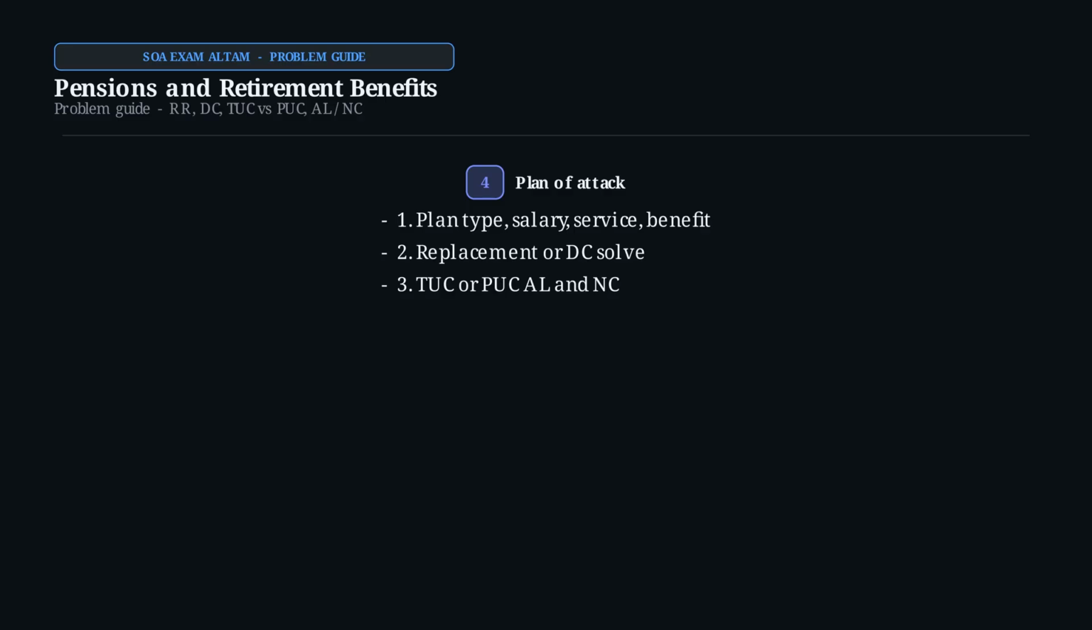Plan of attack. Name DC, final average, or career average. Project salary. Count service. Form the benefit formula. If they want replacement, divide by the stated salary. If they want a DC rate, solve the pot that buys the leftover replacement. If they want AL and NC, choose TUC or PUC, attach retirement and death decrements from the service table, and discount. Overlay partner or early retirement factors last.